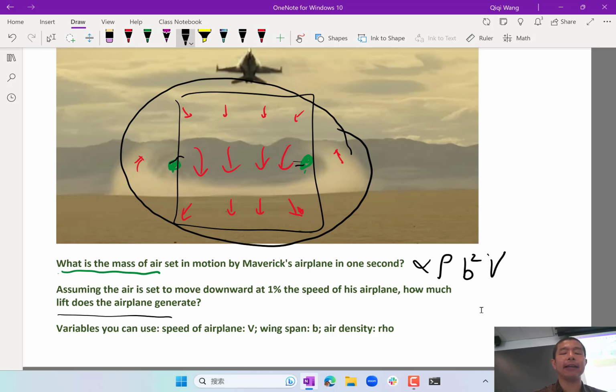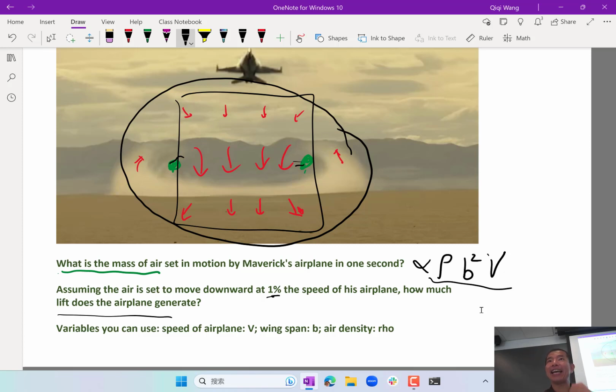Now let's just take this 1% as an example. What is going to be the lift generated by moving this much air per second? Anybody? It is just the mass per second times the delta V, right? The mass flux times delta V is going to be the force.